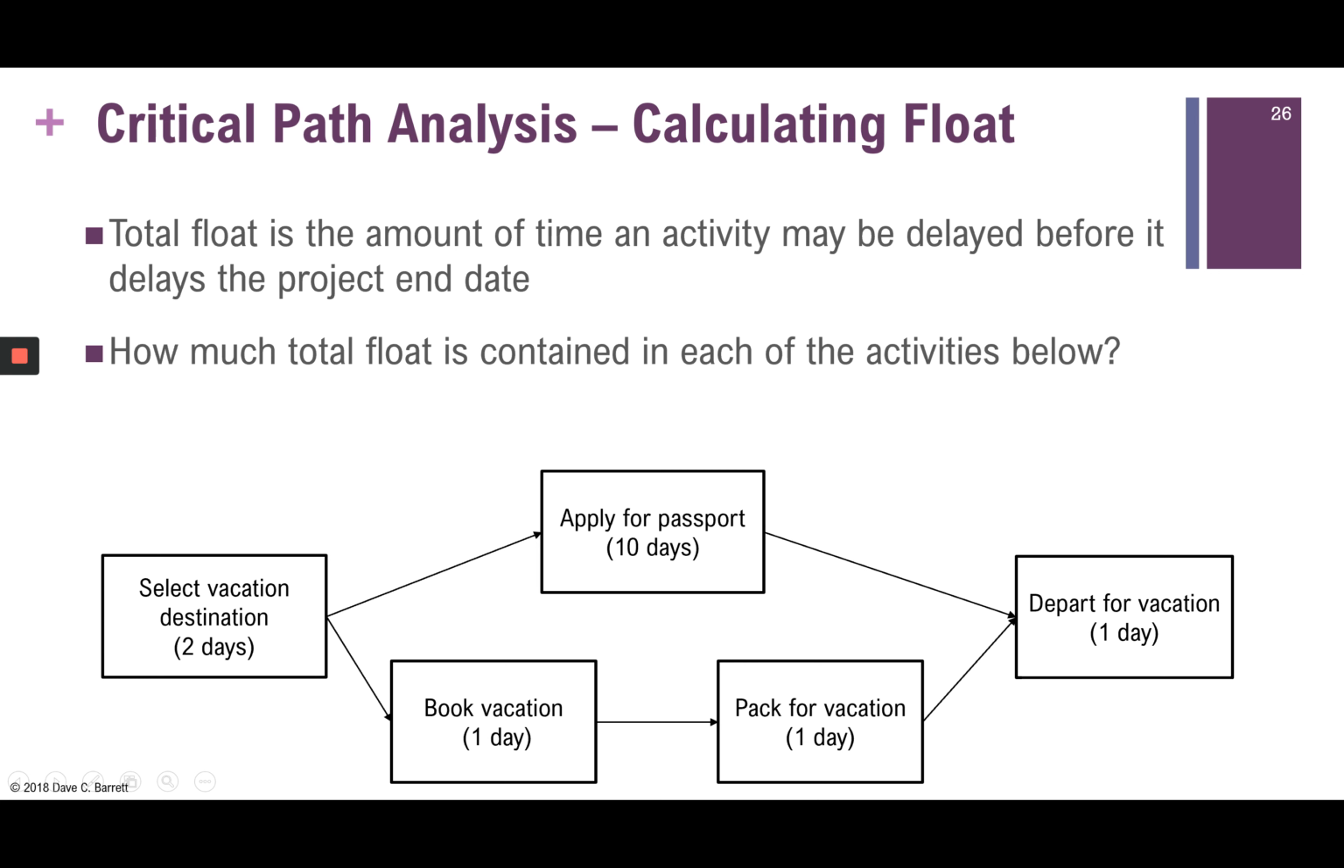Really what that means is that either one could be delayed by 8 days. Or you could delay the book vacation by 4 days and pack vacation by 4 days and have no effect on the project. If you delayed those two activities collectively by 9 days, then you would delay the project. So that's the concept of total float.